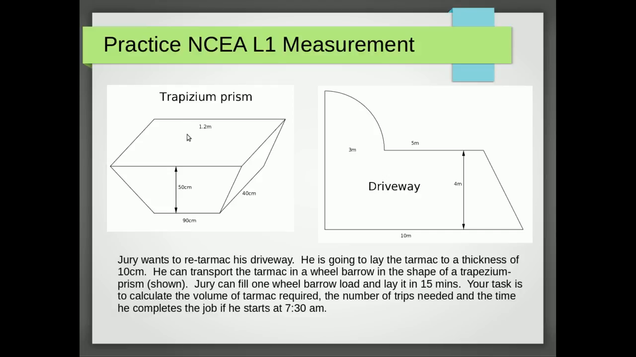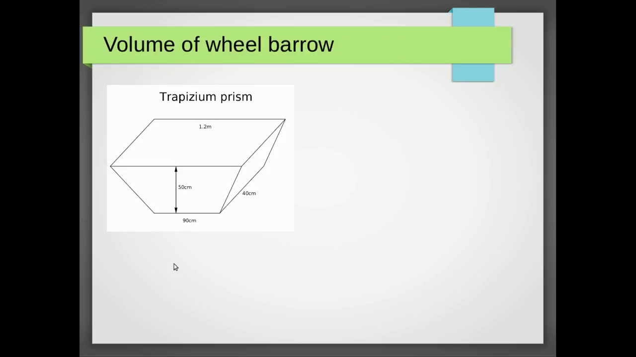Your task is to calculate the volume of tarmac required for the whole driveway, the number of trips he's got to make with this wheelbarrow to fill this, the time it takes him to complete the job, and the time he'll finish if he starts at 7:30 in the morning. So our first job is to work out the volume of the trapezium, or the trapezium prism.